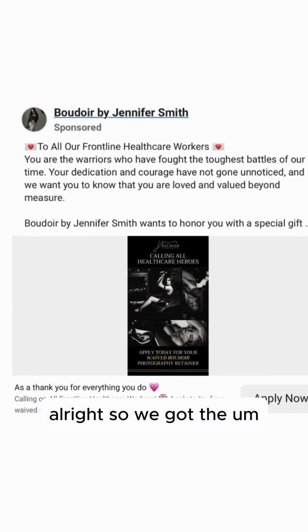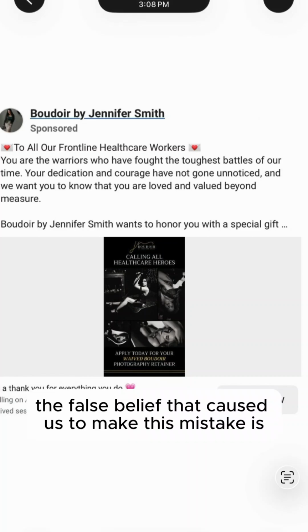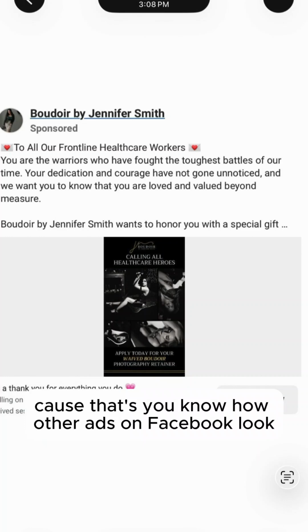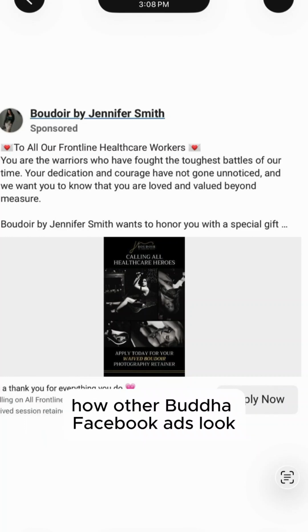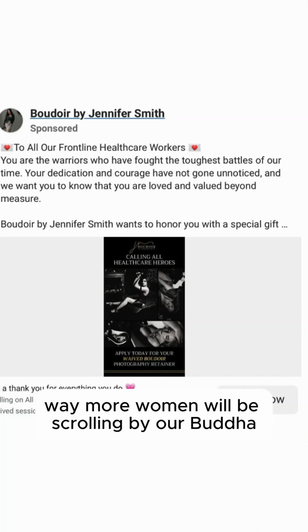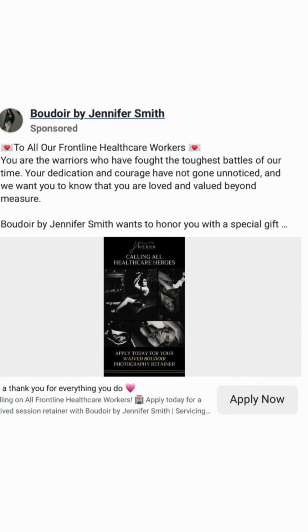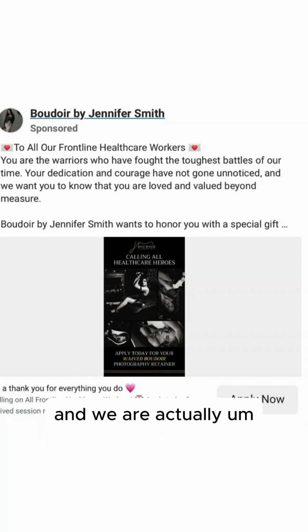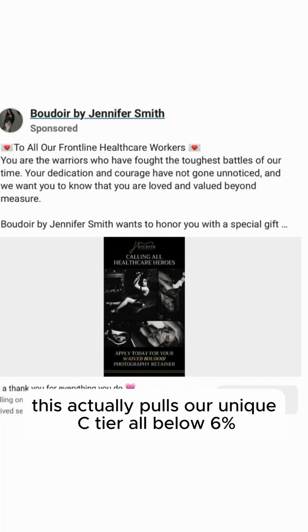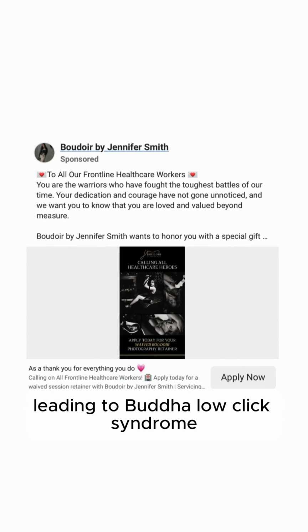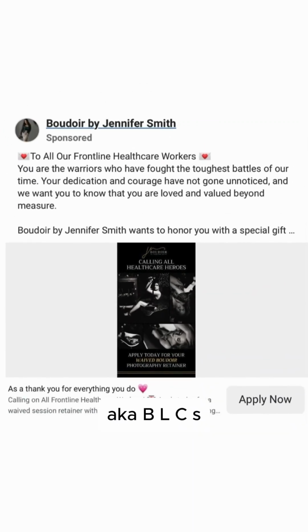All right, so we've got the "looks like an ad" mistake here in our creative. The false belief that causes us to make this mistake is we believe our ad should look like an ad, because that's how other ads on Facebook look, how other Boudoir Facebook ads look. The consequence of this is way more women will be scrolling by our Boudoir Facebook ad than necessary. So we're wasting that money for that impression, and this pulls our unique CTRL below 6%, leading to Boudoir low click syndrome, aka BLCS.